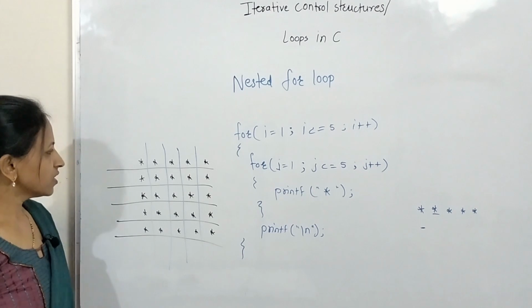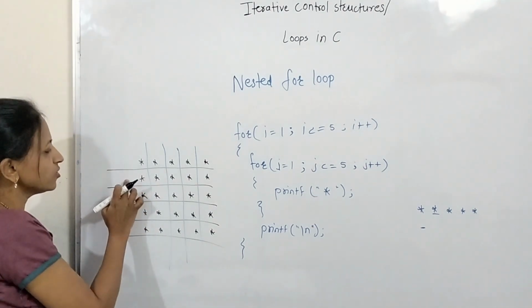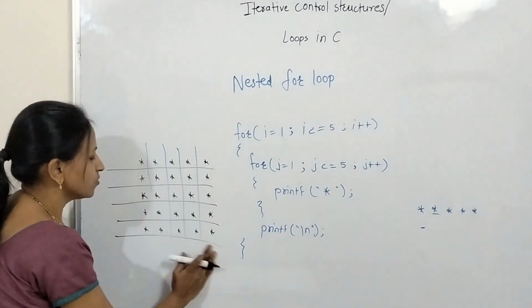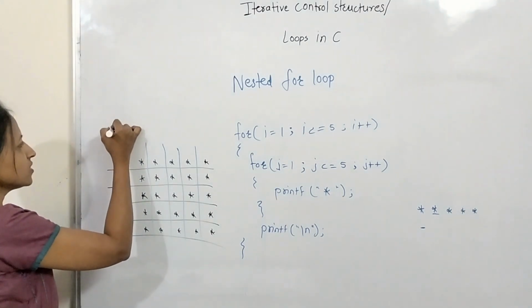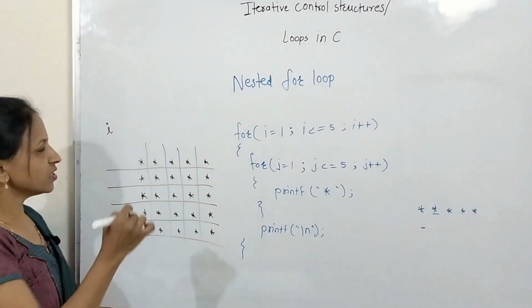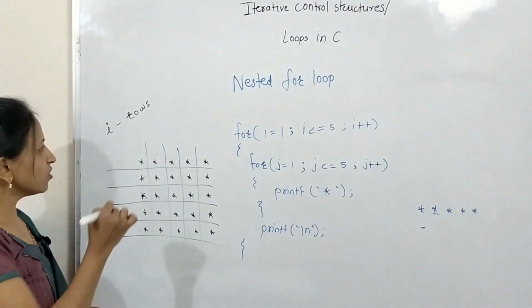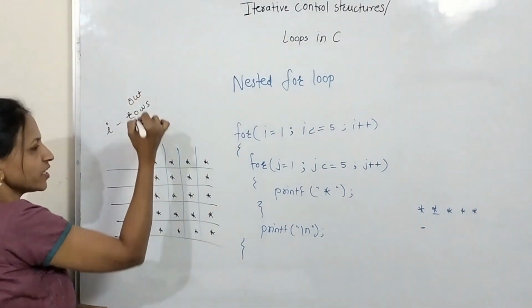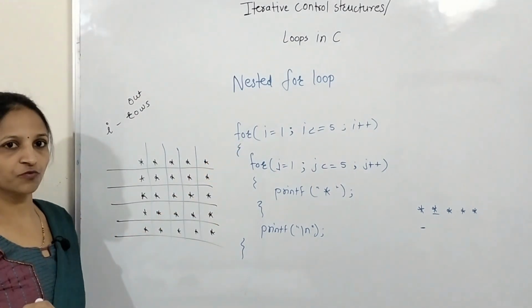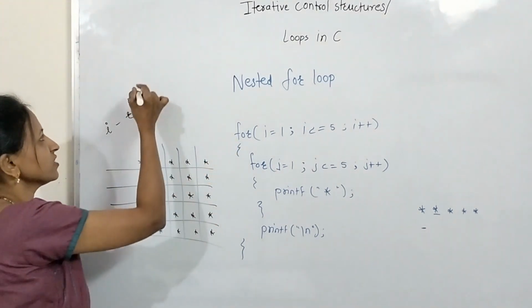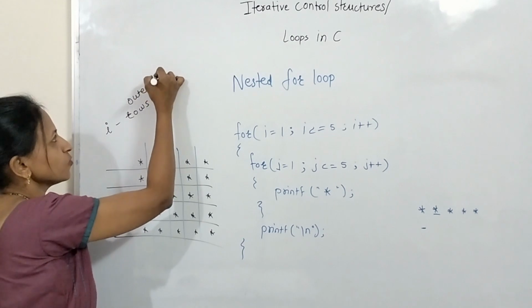Now see here, how many rows are there? 1, 2, 3, 4, 5 rows are there. For rows, use the i counter, and this is for rows. Always remember, the outer loop, whatever outer for, we will use for rows. For displaying rows, outer loop.